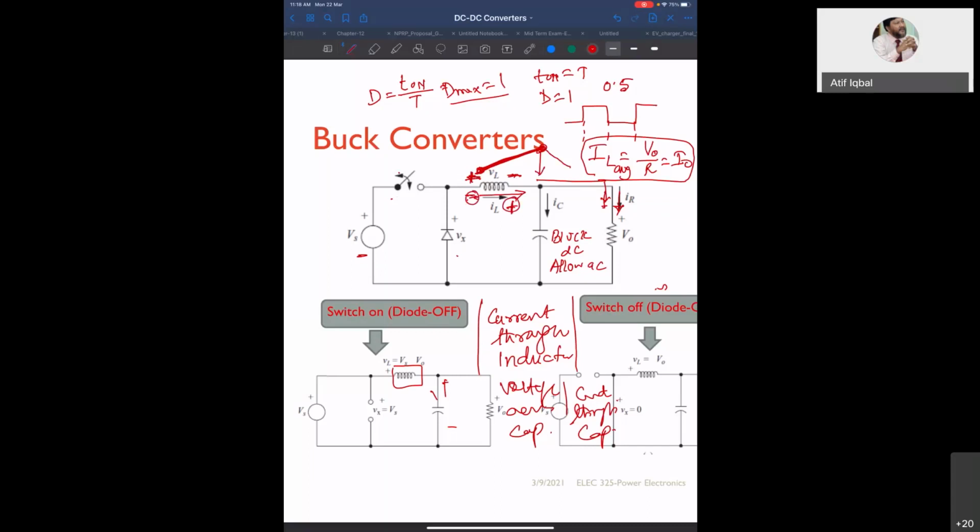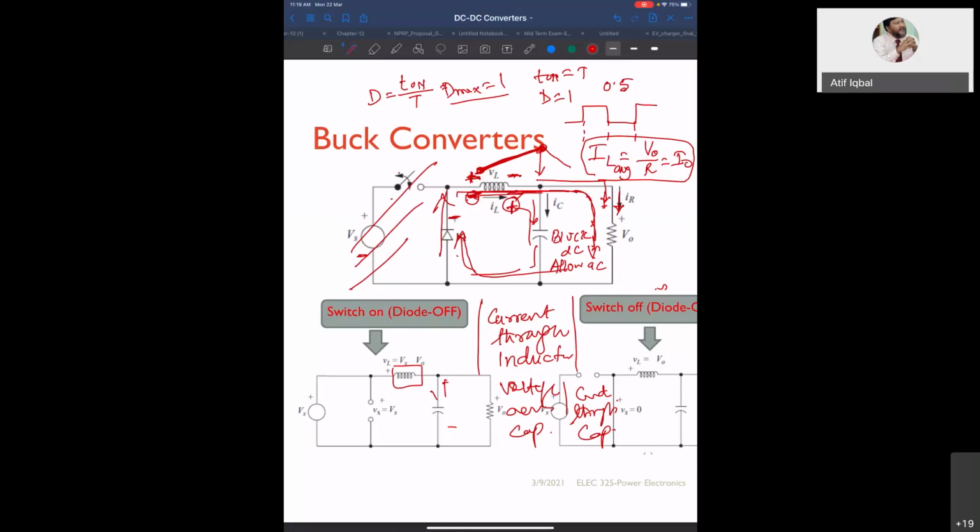So the polarity gets reversed, so this becomes negative. As soon as this becomes negative, this diode will be on, and you will have a current path like this. The source is not connected to the load side, but you will have the inductor allowing the current to pass through the load and also through the capacitor, and the closed path is through the diode.